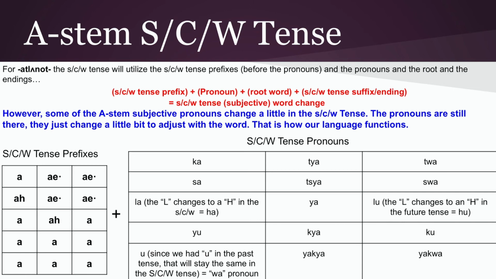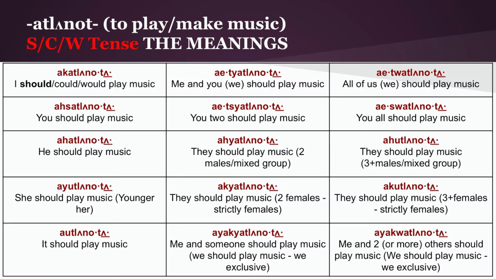Let's go over the meanings. All right, so I will go over the word and I'll give you the meaning and then I'll just talk about a few notes here and there after that. A good linode means I should, could, or would play music. If you notice, this is called the should, could, or would tense. Usually I just call it SCW. It just means should, could, or would.